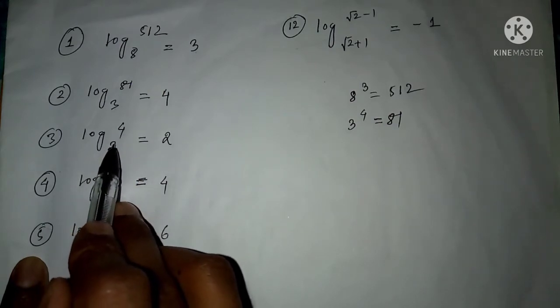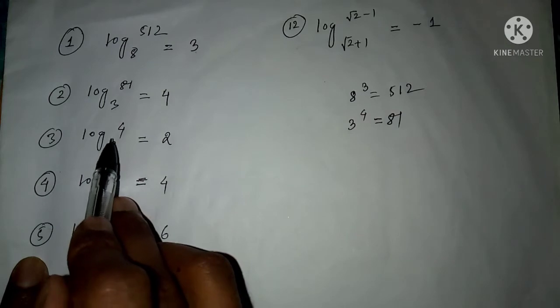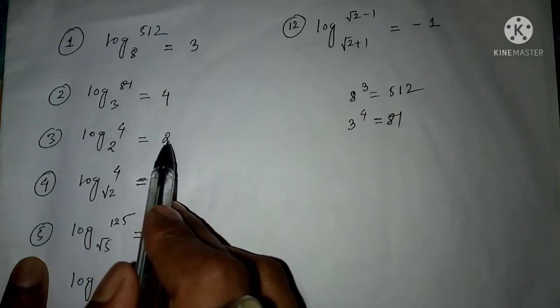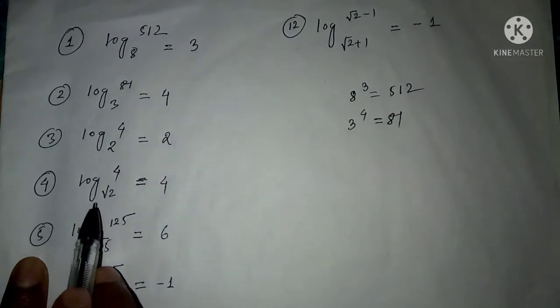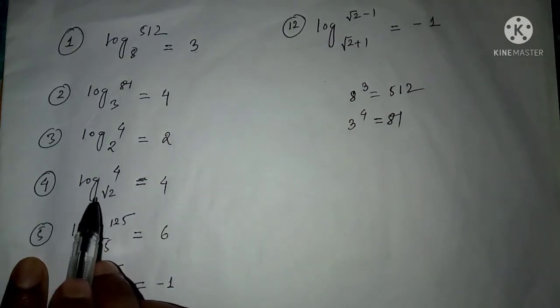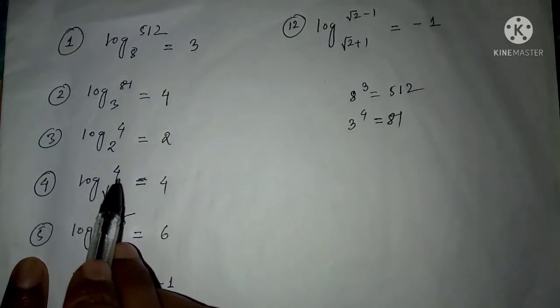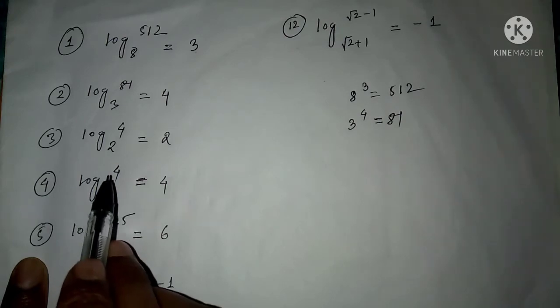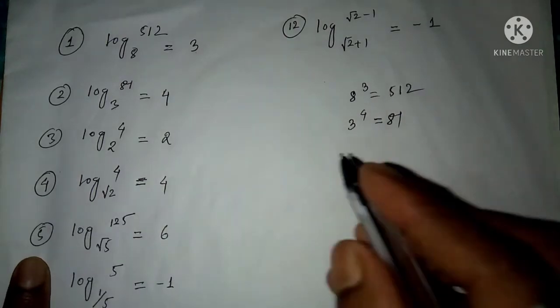Again, what power of 2 gives us 4? 2 square, 2 twos are 4, so the answer is 2. Now this one is a little tricky. Log base root 2 of 4. They are asking what power of square root of 2 gives us 4.